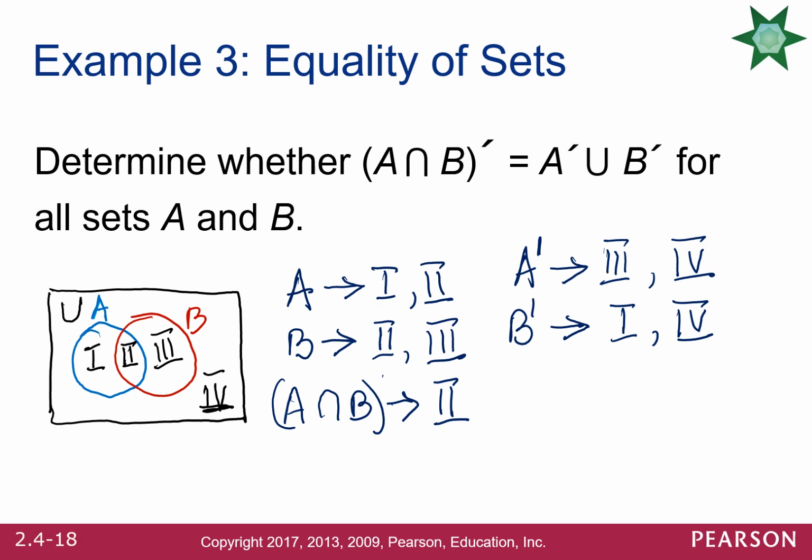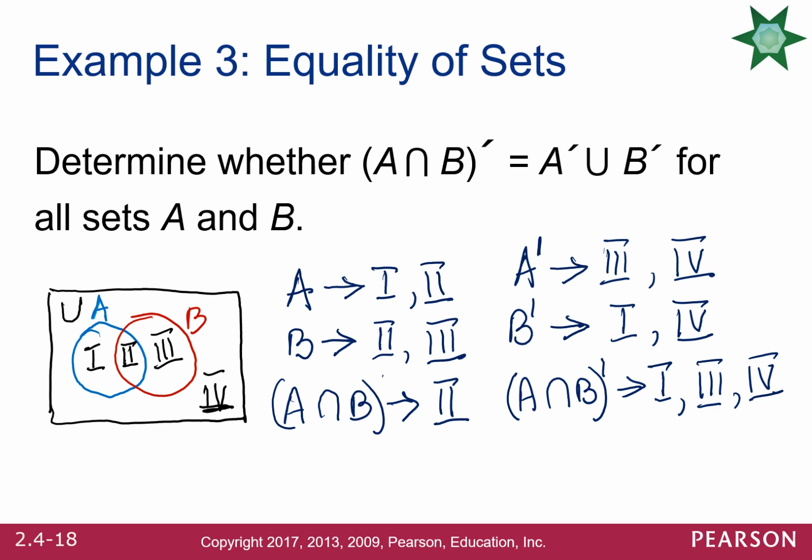And then we have to also determine A intersection B naught. So A intersection B was region 2. Therefore A intersection B naught, or the complement of A intersection B, would be everything other than region 2. So let's list those regions: 1, 3, and 4.